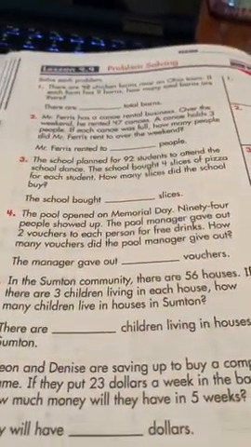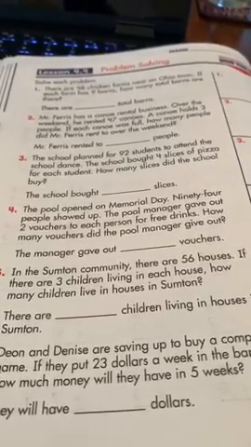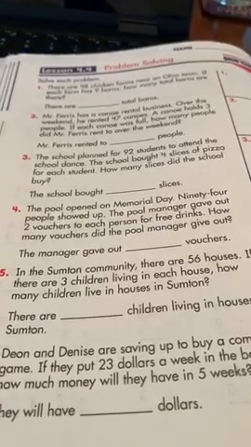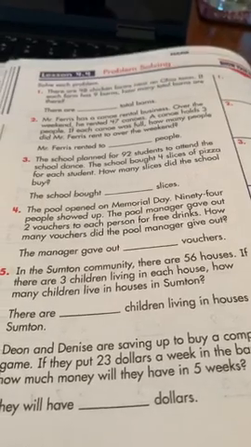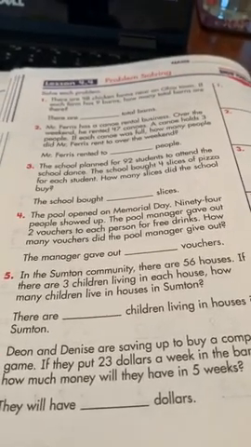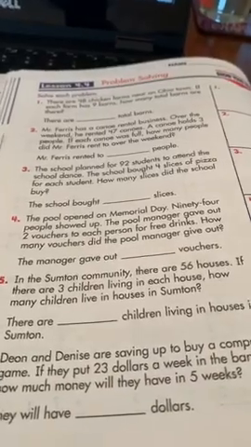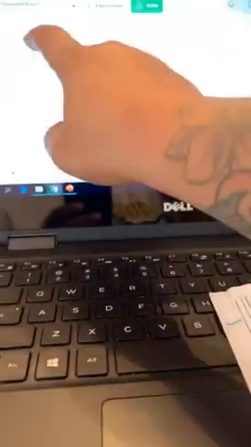So here, number 4, the pool opened on Memorial Day. 94 people showed up. The pool manager gave out 2 vouchers to each person for free drinks. How many vouchers did the pool manager give out? So, we have 94 people showed up.